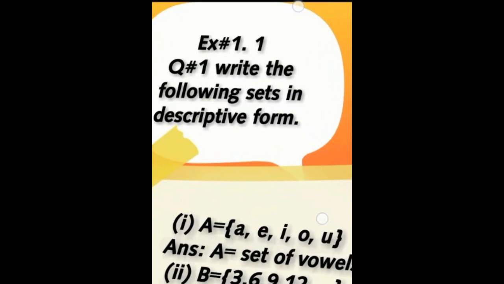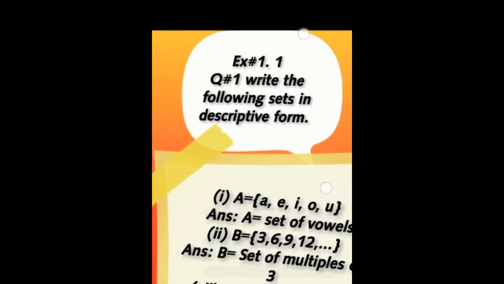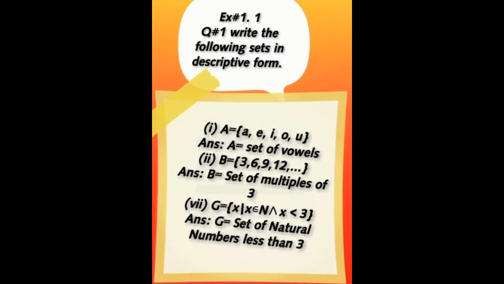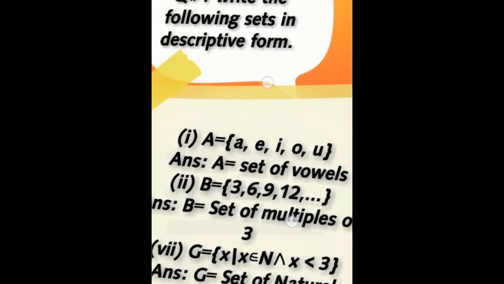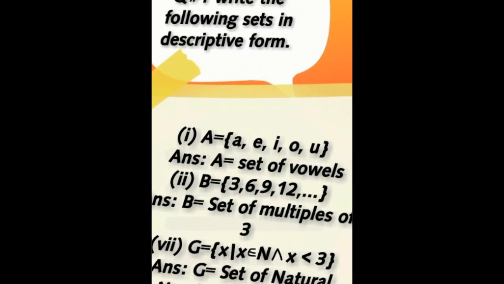Exercise 1.1, question number 1. Write the following sets in descriptive form. Dear students, in descriptive form, we describe a set with the help of a statement. The first part of the question is A equals {a, e, i, o, u}. Dear students, these are the vowels. So its descriptive form will be set A equals set of vowels.